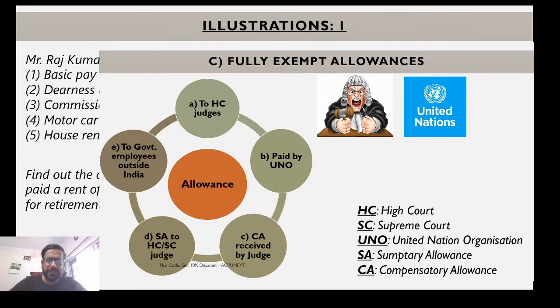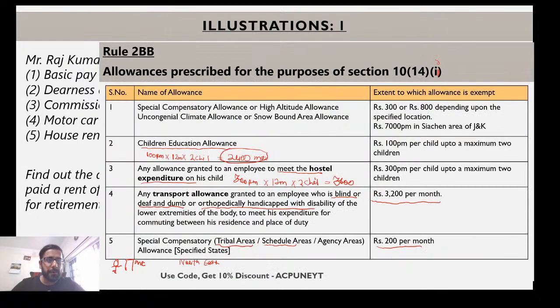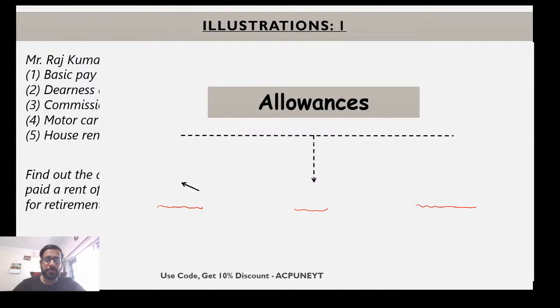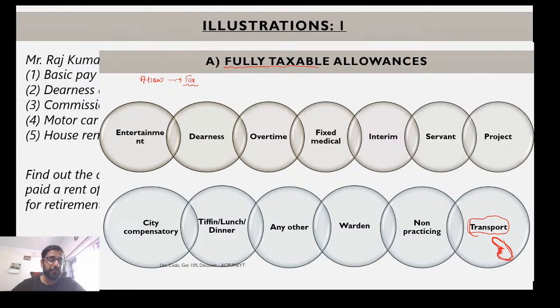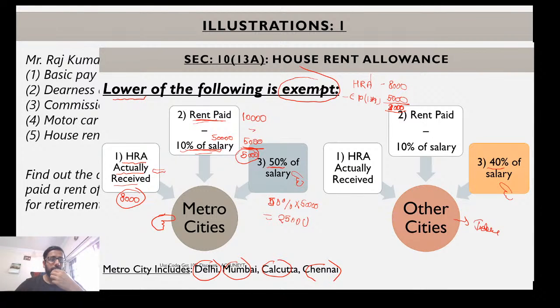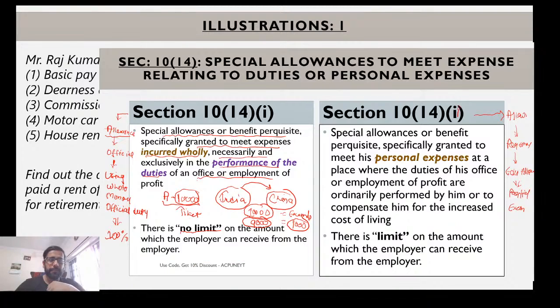Now, if I talk about fully exempt allowances, we have already discussed fully taxable allowances. In fully taxable allowances, I told you that you have to remember only transport allowance. Only transport allowance is fully taxable. The remaining things will automatically come to your mind. Is it clear? For partly taxable allowances, we have discussed two things: house rent allowance and special allowances. For HRA, it is rent paid minus 10% of salary, or 50% of salary. These things we have already covered.